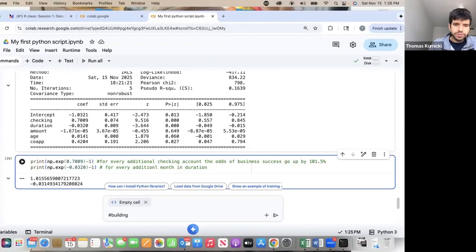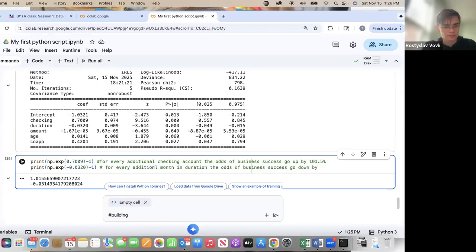Now, why don't you finish up, Rostislav? Yeah, for every additional month in duration, the odds of business success go down by 3.1%. Great. Fantastic. Thank you, Rostislav. Very good. And your business partners will love this because they are going to be looking for people with smaller duration. Smaller duration means better business success.